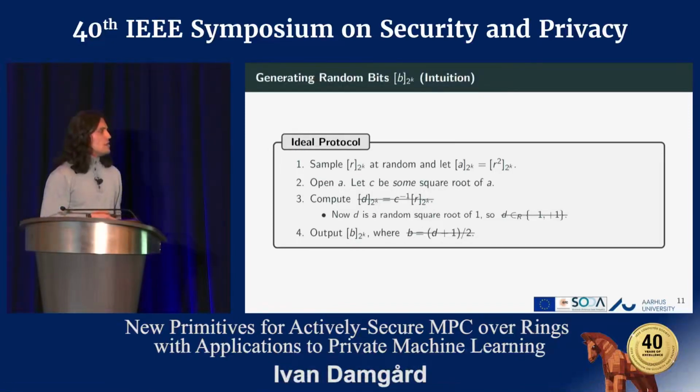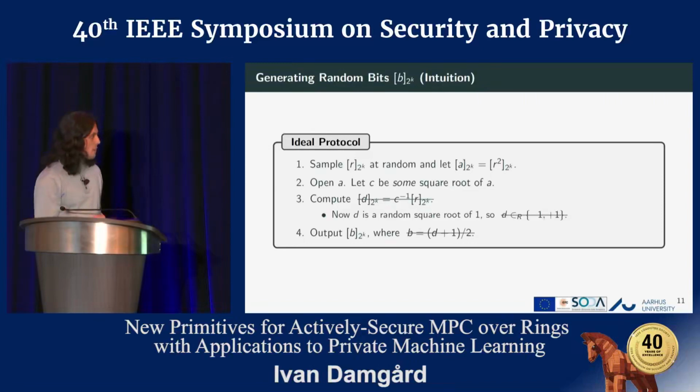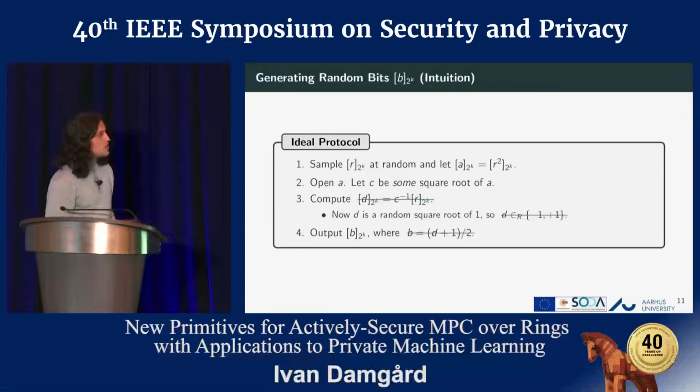Also, if D is a random square root of 1, then it has to be either minus 1 or plus 1. That's also not true over rings. There are some polynomials that have many more roots than their degree. So in this case, this is not necessarily true. And finally, when you divide by 2 here, dividing by 2 is again not trivial over a ring. So what do we do? How do we overcome these issues?